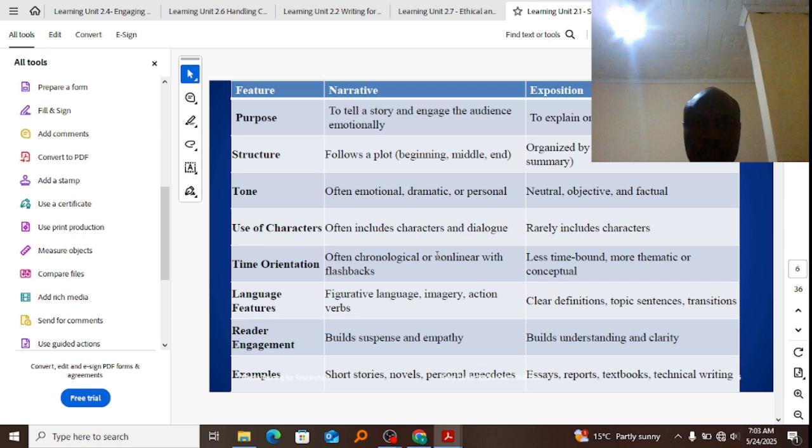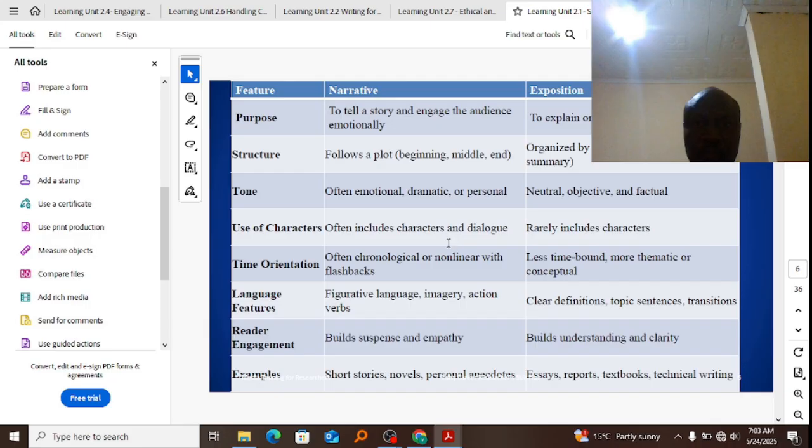Then you look at tone: often emotional, dramatic, or personal for narrative. For exposition, it is neutral, objective, and factual. Use of characters: a narrative often includes characters and dialogue, while exposition rarely includes characters. Time orientation: for narrative, often chronological or nonlinear with flashbacks; exposition is less time-bound, more thematic or conceptual.